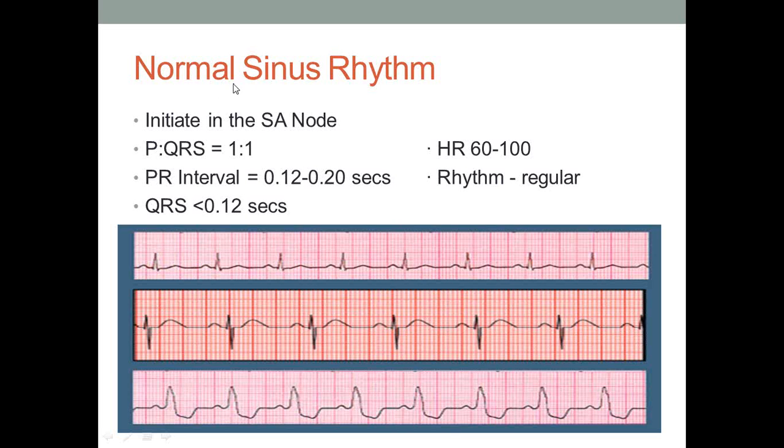So for normal sinus rhythm, we have a normal looking P wave before every single QRS complex. Our PR interval is less than 0.2 seconds. Our QRS complex is less than 0.12 seconds. Our heart rate is between 60 and 100, and our rhythm is regular.